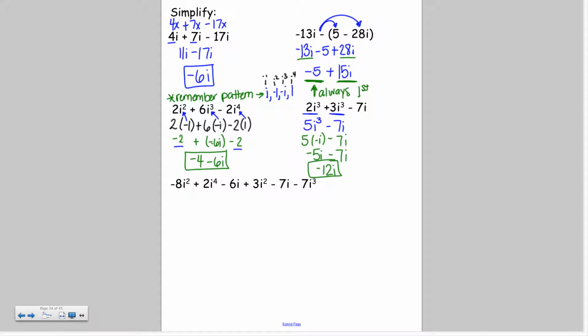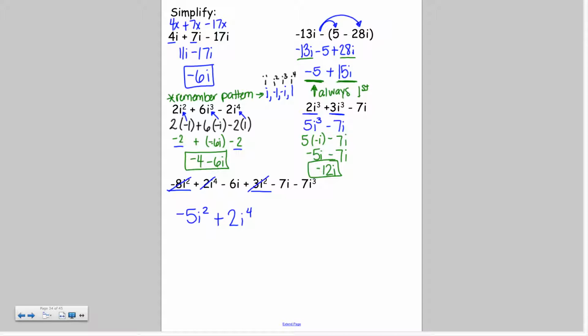All right, this one looks scary, but I promise it's not that bad. We're going to do what we've been doing. We're going to see if there's anything that we can combine. So if we look, we have i squared. We have 2 of them. So negative 8 plus 3 is negative 5i squared. So that makes it already look smaller. Then we don't have another fourth, so I can bring that down. So 2i to the fourth.